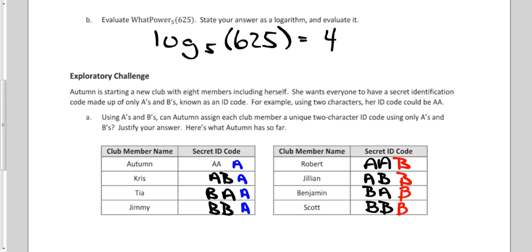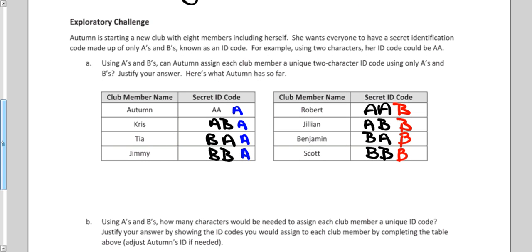So how many letters did I need? 3. I needed 3. Now, is there a coincidence to that? No. How many letters did I use? Well, I used 2 letters. I used A and B, right? But I needed 3 of them in each code, right? Now riddle me this. 2 letters, and I had 3 of them in each code. What is 2 to the 3rd power? 8. And how many people did I have?